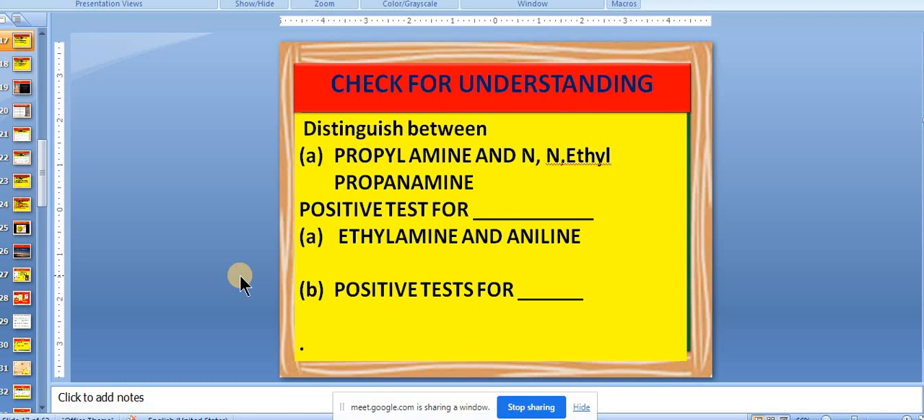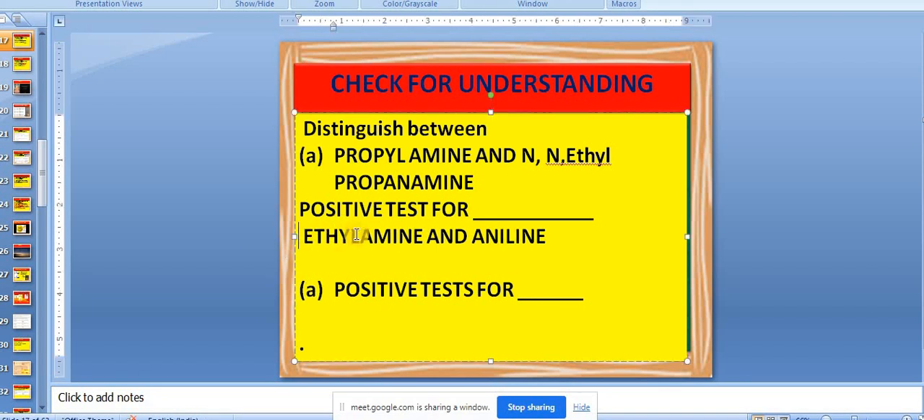So can you please tell which will be giving the positive test, propylamine or N-ethyl propanamine? Which will be giving the positive test for Carbylamine test? Please write. Propylamine will give. Yes, absolutely right. Propylamine will give the test. Now, next question is ethylamine and aniline. Which will give the test? Which will give positive test? Ethylamine or aniline? Answer is both.